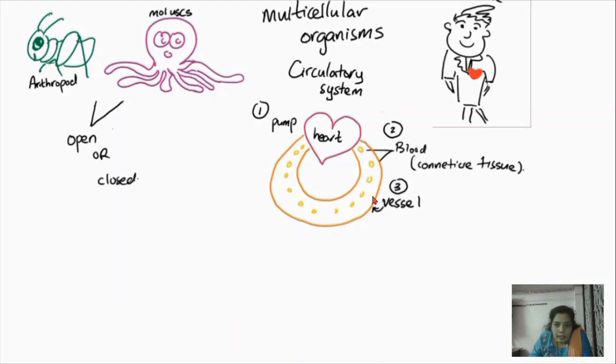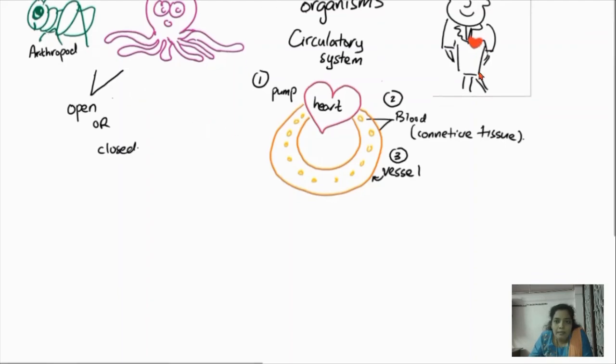See the picture here once again. These are the blood vessels. So only inside the blood vessels does this blood flow. So that is a closed type of circulatory system. But in invertebrates there are no blood vessels. So that is an open type of circulatory system.